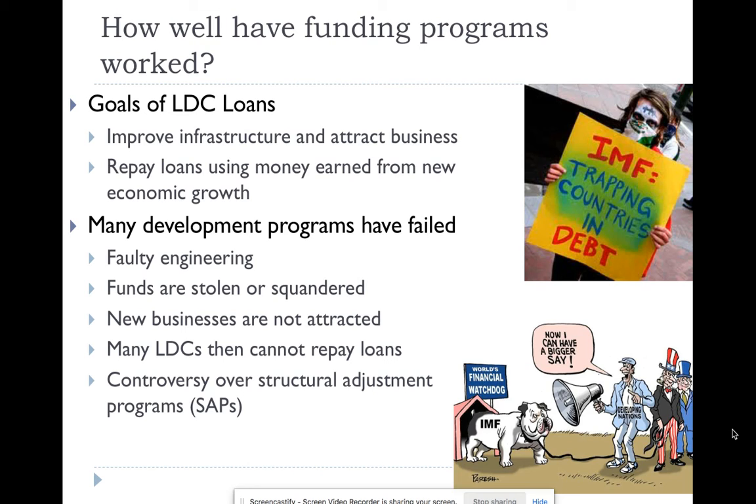And so many development programs have failed because of this versus faulty engineering. It could be the funds are stolen or squandered because of corruption in that country, new businesses not being attracted to that country after they've gotten a loan. A lot of LDCs, like I said, just can't afford to repay those loans. And so that's an issue that has become a big problem when we talk about trying to help these developing nations to develop faster. If they're not able to make the money back and pay those loans back, then it's just putting them further and further in debt.